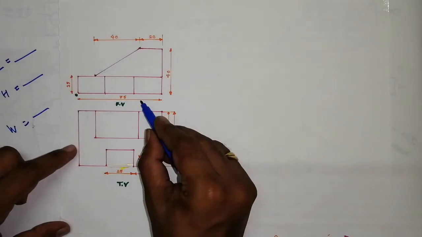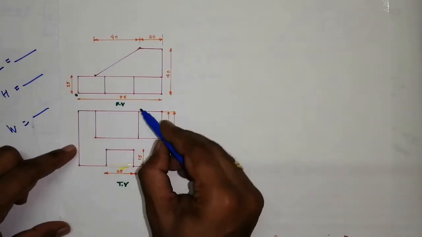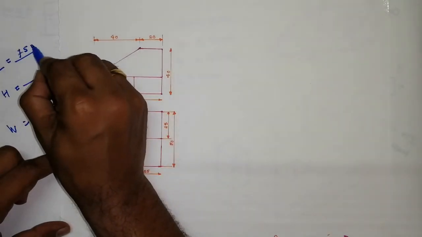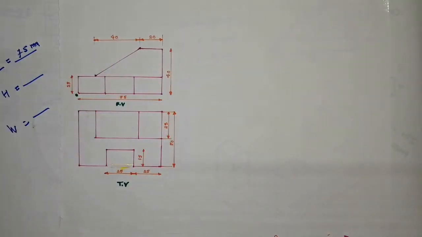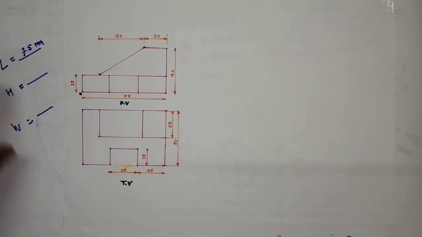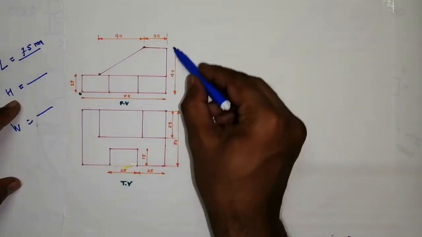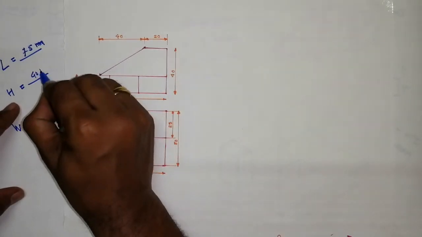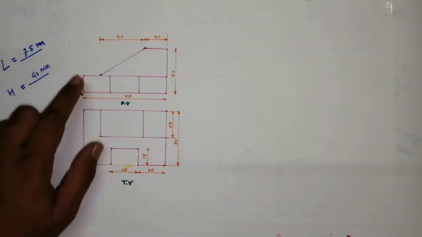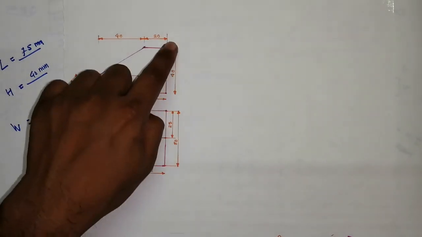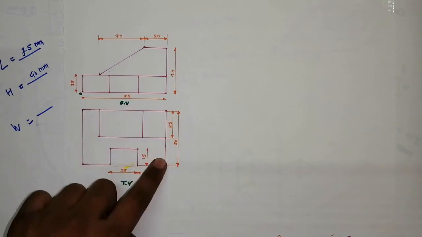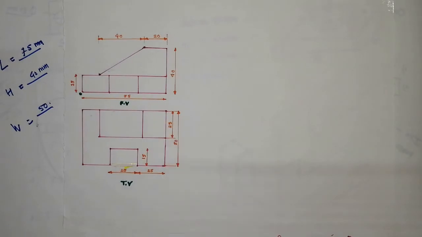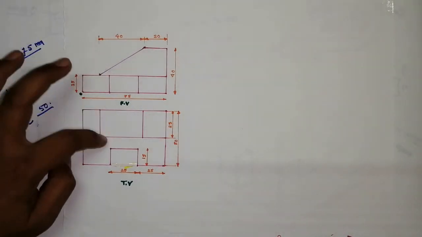Since the front view is given, in the front view the horizontal dimension is length, so length is equal to 75 mm. The other dimension is height, so height is equal to 40 mm. So two dimensions we get from the front view, that is L and H. Now in the top view, L and W, so W is equal to 50 mm. So we have calculated the dimensions from the two views.